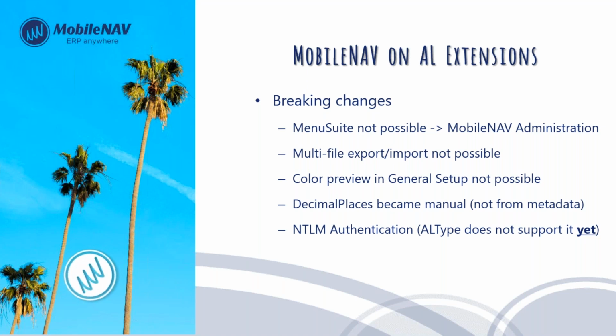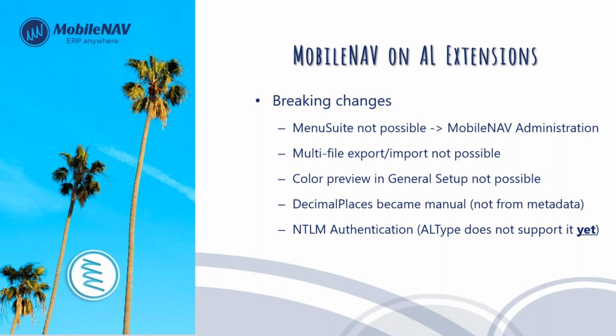Decimal places, which we have just recently introduced in 4.8. Unfortunately, it is not possible to grab it from the metadata of NAV in AL code. So therefore, we have left this inside of the solution. So you're still able to specify the decimal places, but it's not coming from the table or the page object automatically. You need to modify that manually inside the MobileNAV configuration.